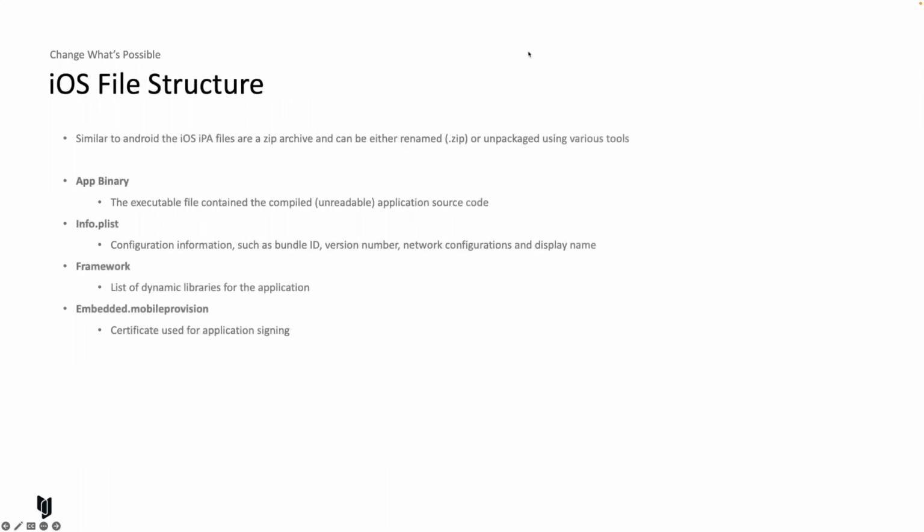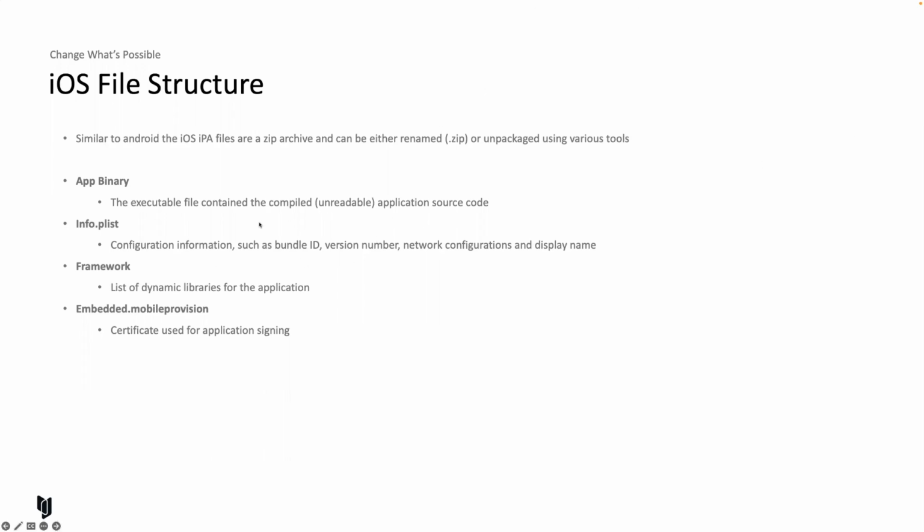For iOS, much simpler. There's not a whole lot of information. iOS IPA files are just a zip archive that can be renamed. I've seen some people do that, just rename it to .zip and then unzip it, or you can just unpackage it with any unzip tool, Mac, Windows, wherever you want to. Within there, you have the app binary itself, which is the executable file of compiled, unreadable source code. That's what's used as part of disassembly. You could load that actual binary into a disassembler or Hopper or whatever tool you want to take a deeper look.